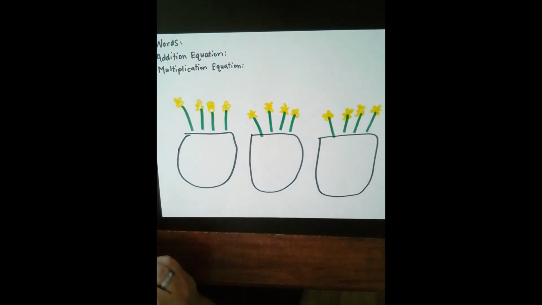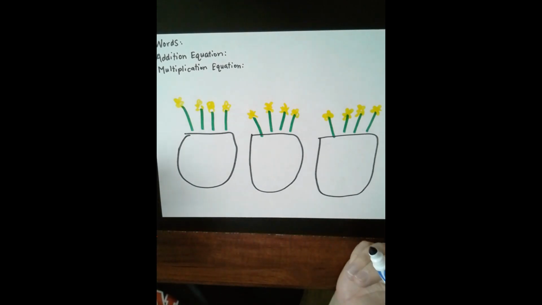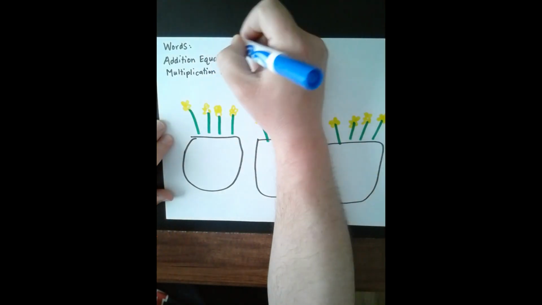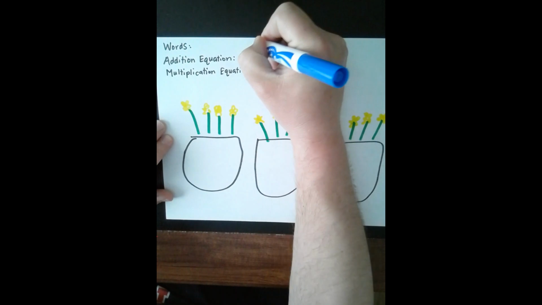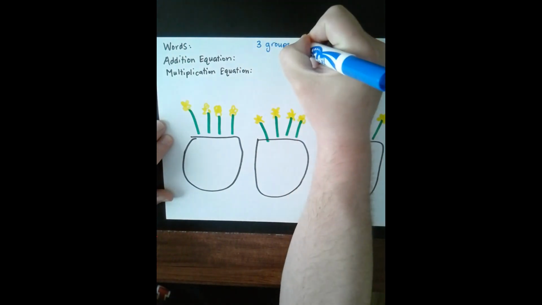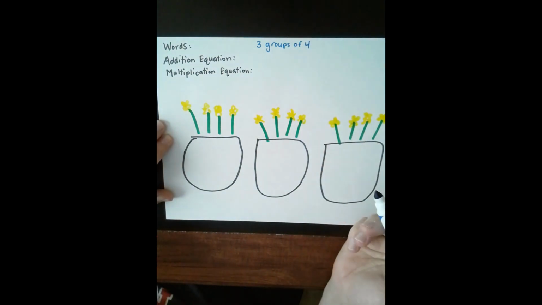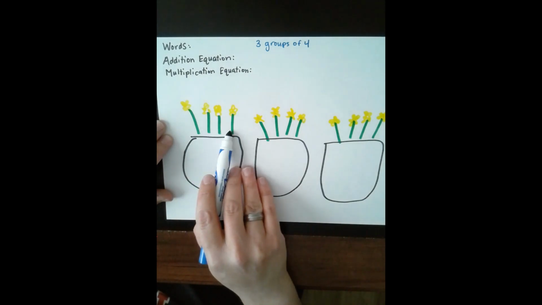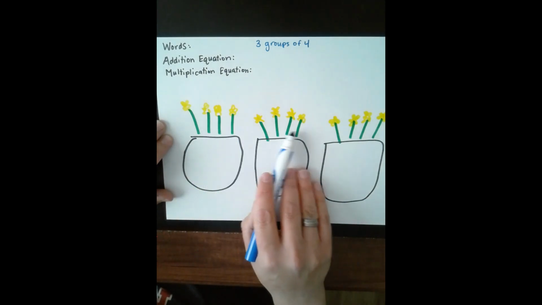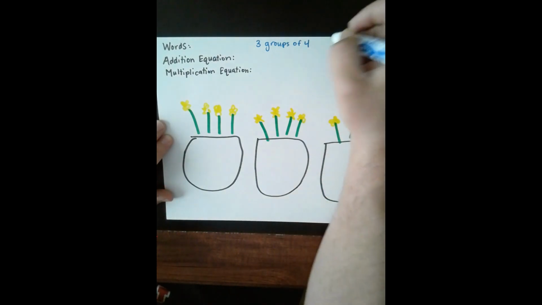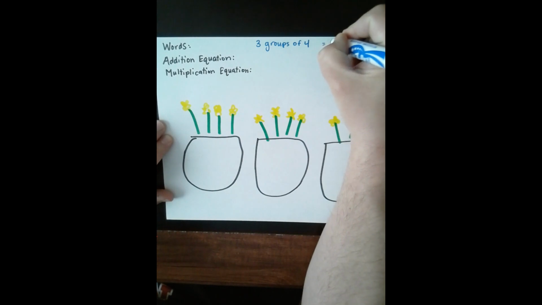So we wanted to know how many flowers there are in all. Well, we can do that by simply thinking about groups of. So in words, I would say that this is 3 groups of 4. And if we were to add all our flowers up, we'd go 1, 2, 3, 4. That's one group of 4. 5, 6, 7, 8. 2 groups of 4. 9, 10, 11, and 12. So we know that our answer is 12 flowers.